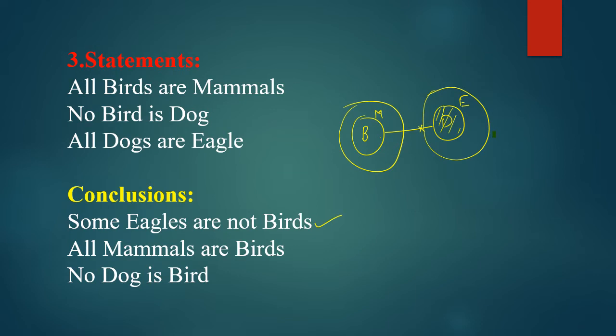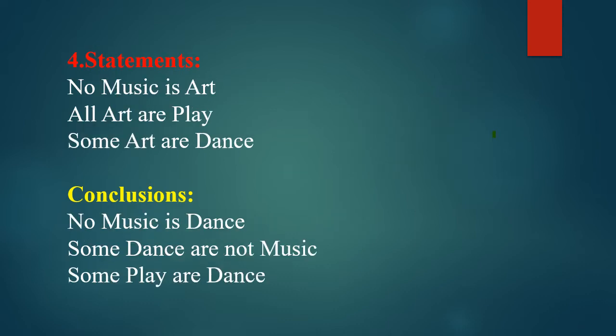So the first one is following. All mammals are birds. Is it all mammals are inside birds? No, it is all birds are inside mammals. So the second one is wrong. Third one, no dog is bird. No bird is dog, and obviously no dog is bird. So the answer should be 1 and 3 follow.